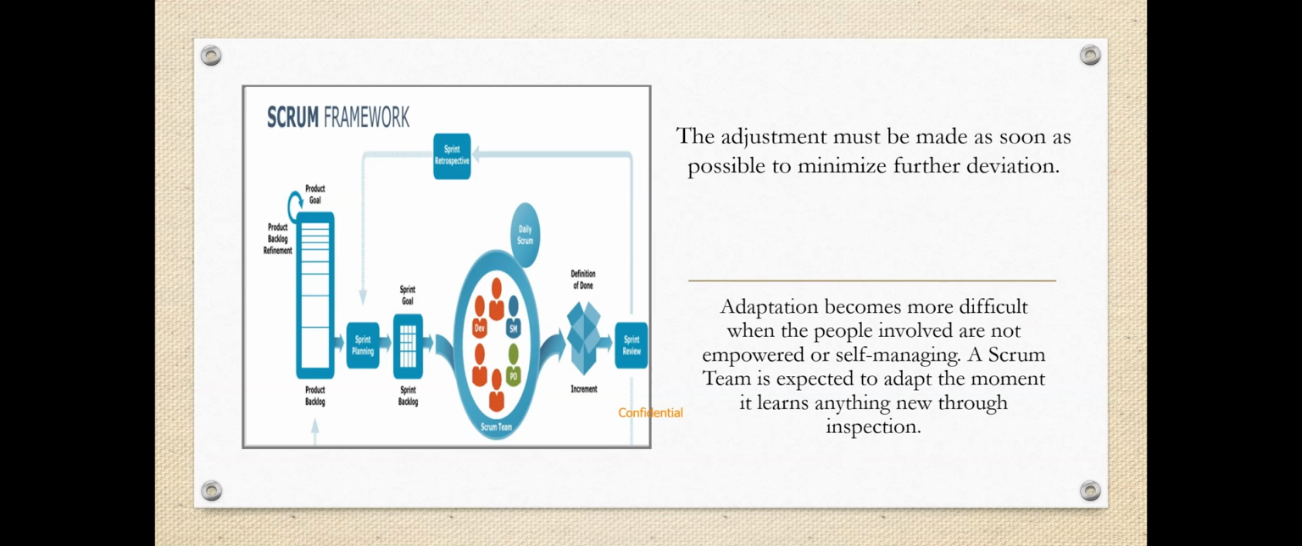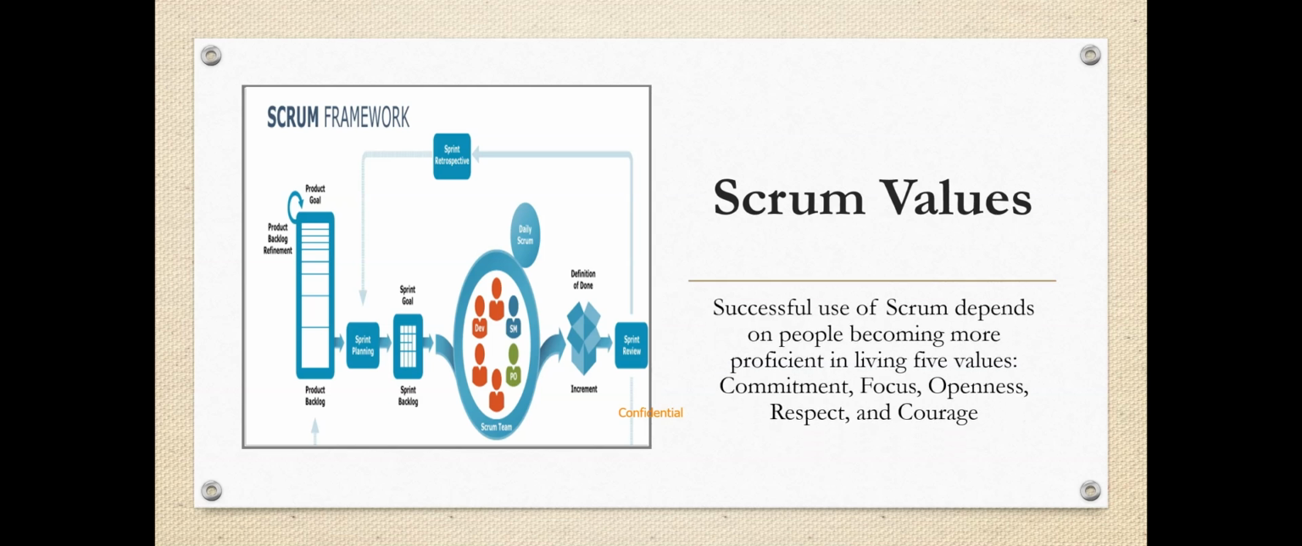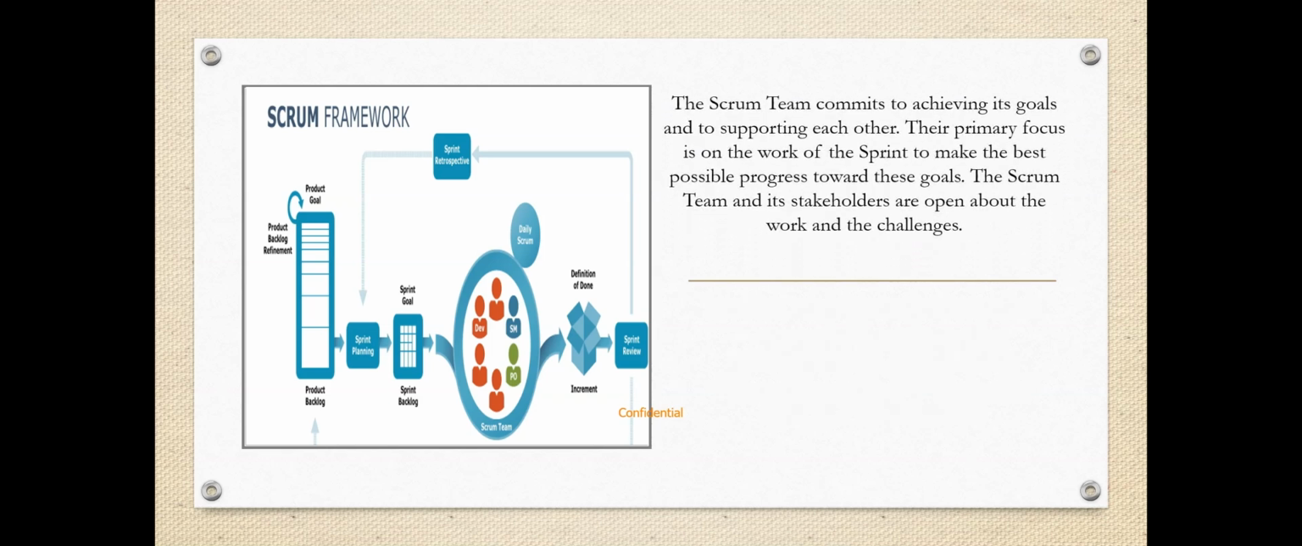Scrum values. Successful use of Scrum depends on people becoming more proficient in living 5 values: commitment, focus, openness, respect, and courage. The Scrum team commits to achieving its goals and to supporting each other. Their primary focus is on the work of the sprint to make the best possible progress toward these goals. The Scrum team and its stakeholders are open about the work and the challenges.